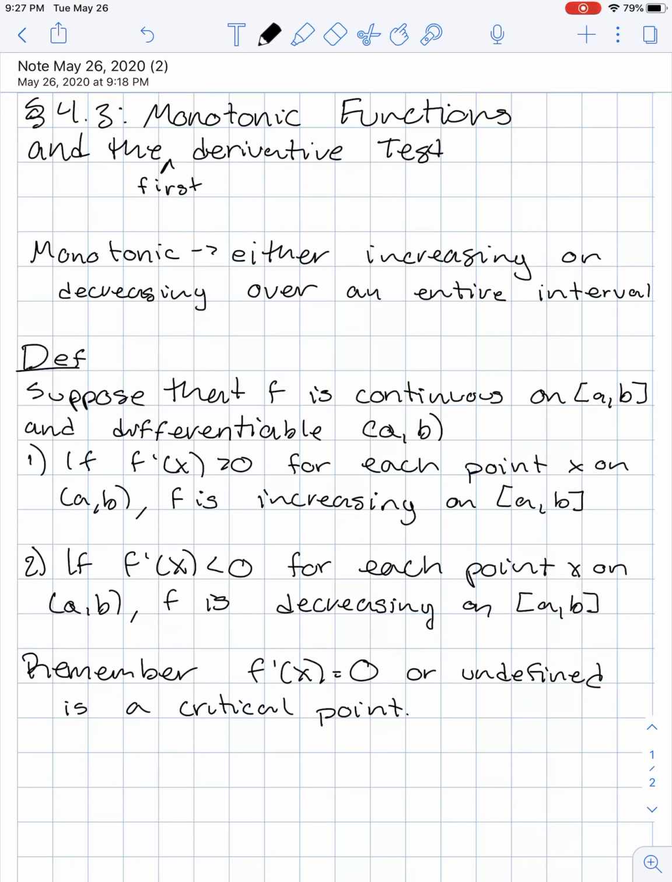We are on to section 4.3 today on monotonic functions and the first derivative test. First, when we say monotonic, think of someone talking in a monotone: the voice isn't going up and down and fluctuating. It's just going in one direction. So a monotonic function is either increasing or decreasing over an entire interval, okay?